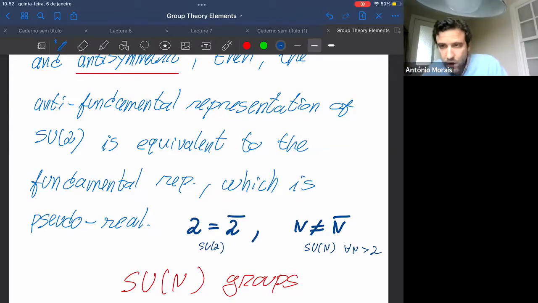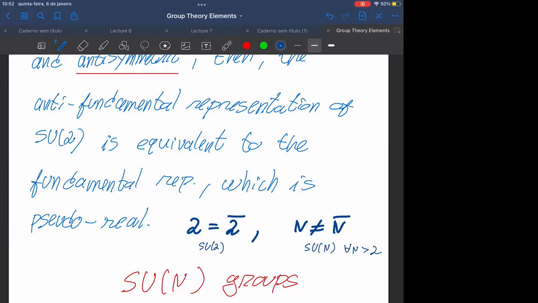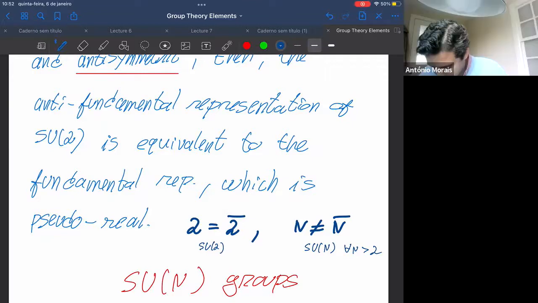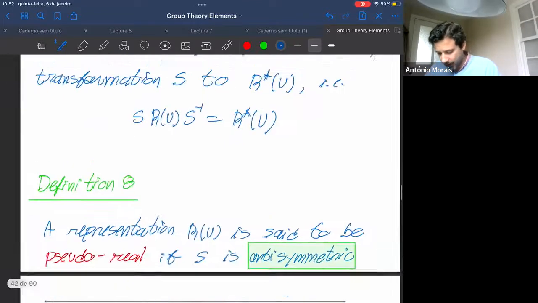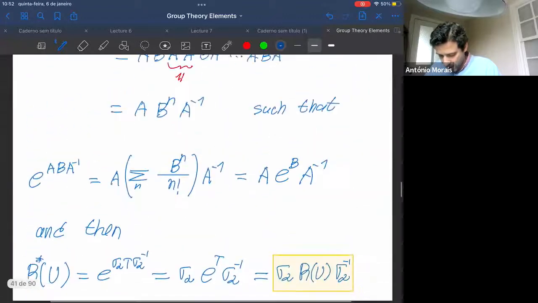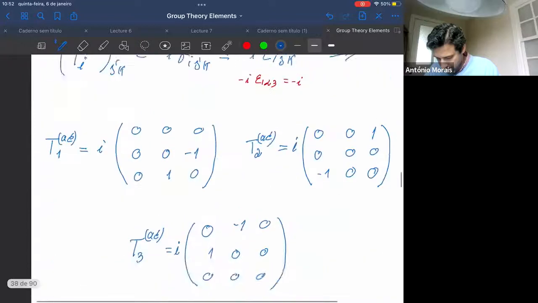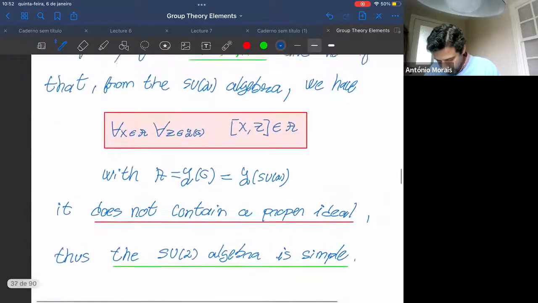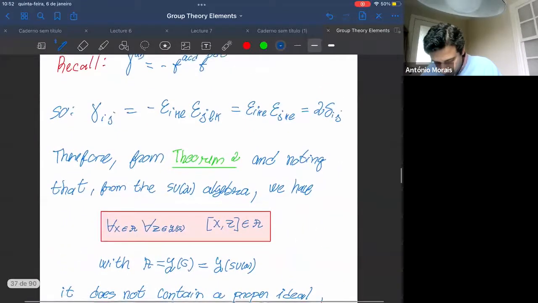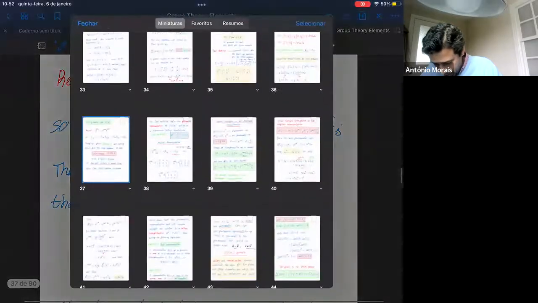Right. Yes, I didn't understand the conclusion that SU2 is simple. That's just up to, you just have to go above and check the theorems that we have defined above. So let's first, so to get that, I think so.